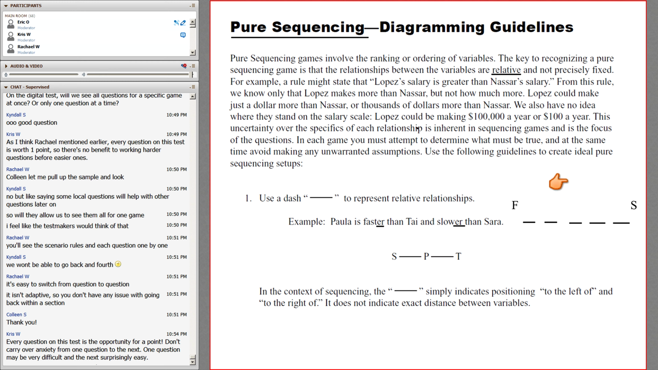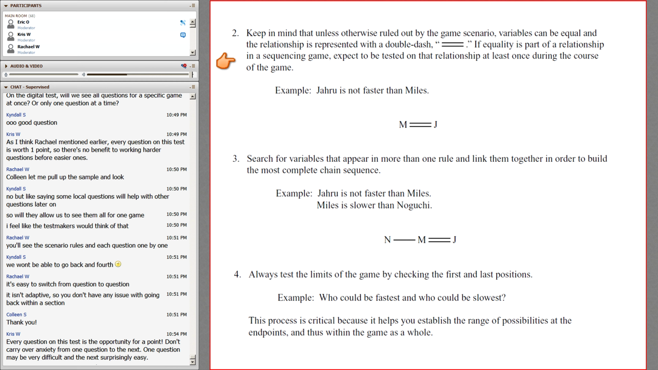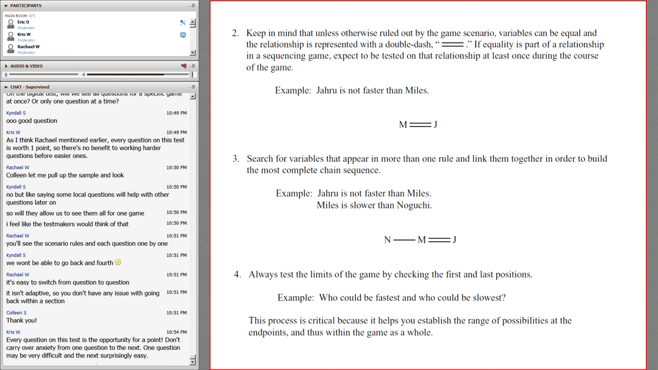We want this sequence to match up with how we orient our diagram. Now, number 2 brings up a very important point: unless it is otherwise ruled out, and it has to be specifically ruled out, there is the possibility of ties. So if you have a rule that says Jaru is not faster than Miles, that doesn't mean Jaru is necessarily slower than Miles. To accommodate that possibility of ties, guys, instead of just the dash, we do this double dash that kind of looks like an elongated equal sign. We would read this as Miles is to the left of or equal to Jaru.